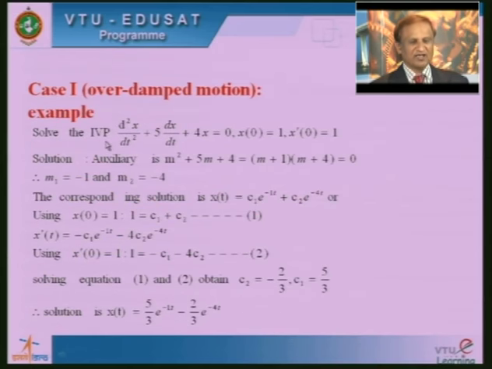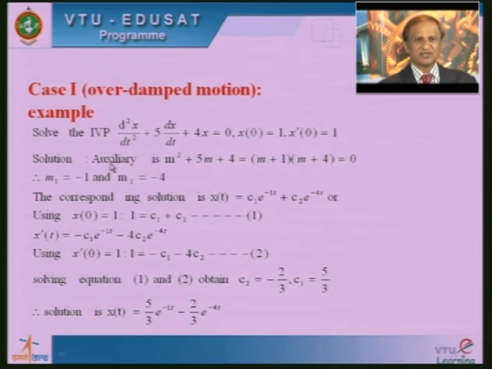So solve an initial value problem: d square x upon dt square plus 5 times dx by dt plus 4x is equal to 0. We have introduced one term, namely 5 into dx by dt. In our earlier examples, this term was not there. Along with this differential equation, they have given initial conditions: x of 0 is equal to 1, x prime of 0 is equal to 1.